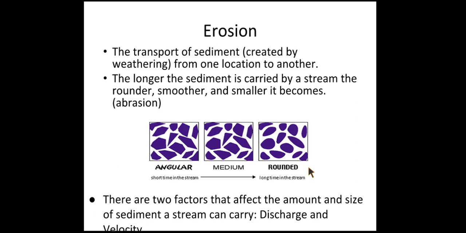And there are two factors that affect the amount and size of sediment a stream can carry, and those are discharge and velocity, which we've already discussed. Remember, discharge is the amount of water flowing through a stream, and velocity is the speed at which that water will flow through the stream.